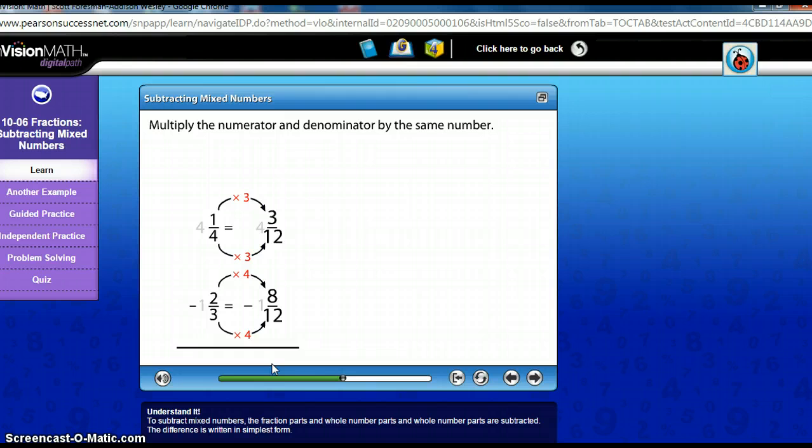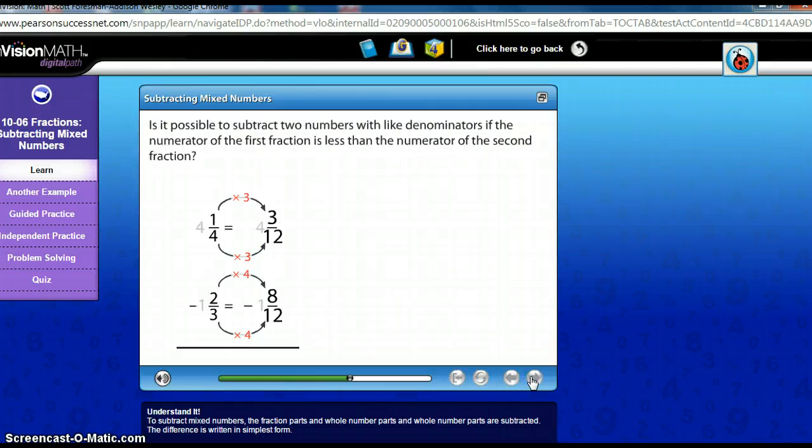There's a problem here. What's our problem? Chloe? Yes, Chloe. Take 3/12 minus 8/12. Yes, you can't take 3 minus 8. You cannot take 3/12 minus 8/12. 3 is smaller than 8. So, just like in regular subtraction, you're going to have to borrow. Yes, Kyle. Don't you have to borrow 1 from the whole number? Yes, it's going to show it in just a second.